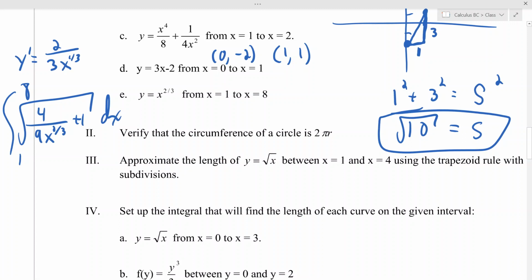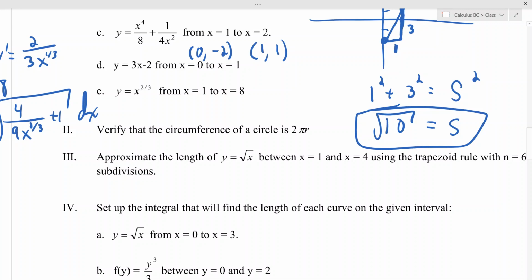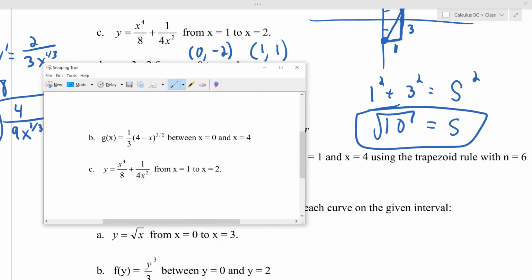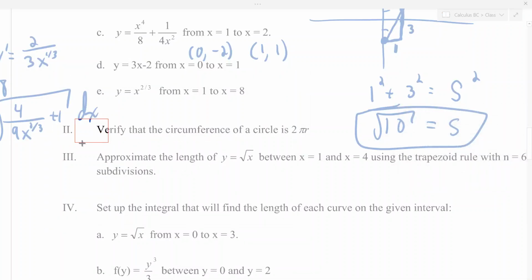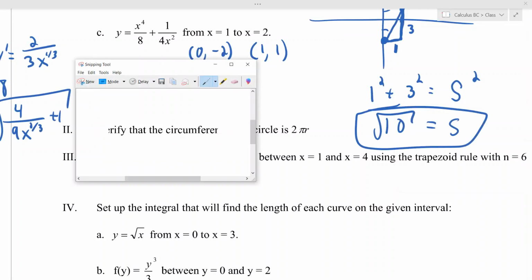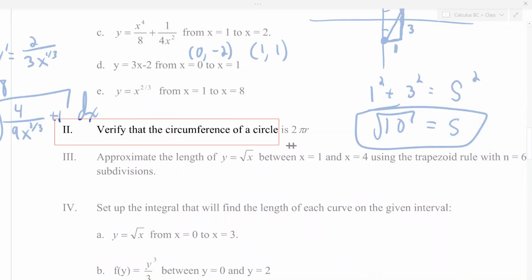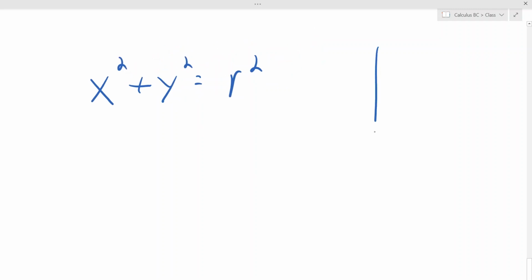All right. Verify the circumference of a circle. What a good question. Is it 2 pi r? Well, we can do this a couple of ways, but the easiest is to do this. So everybody knows that the equation of any circle in the xy plane centered at the origin is x squared plus y squared equals r squared. Okay. Now to find the arc length, I need this in terms of y. But what that will give me is this graph.